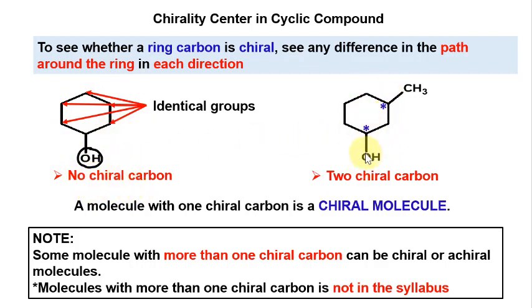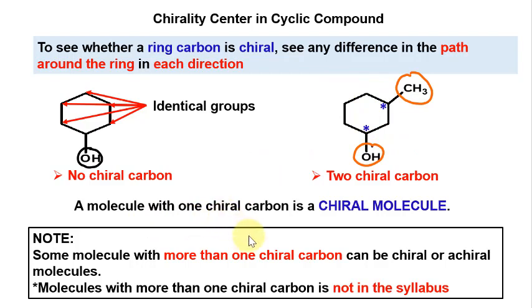But for the second compound, here we have the OH group and also the CH3 group attached to different carbons. Here we have hydrogen and OH, and here we have hydrogen and CH3. Since we have different groups attached in the path around the ring, it has a chiral carbon. So here we have 1 chiral carbon, and here also 1 chiral carbon. So in this compound there are 2 chiral carbons present.